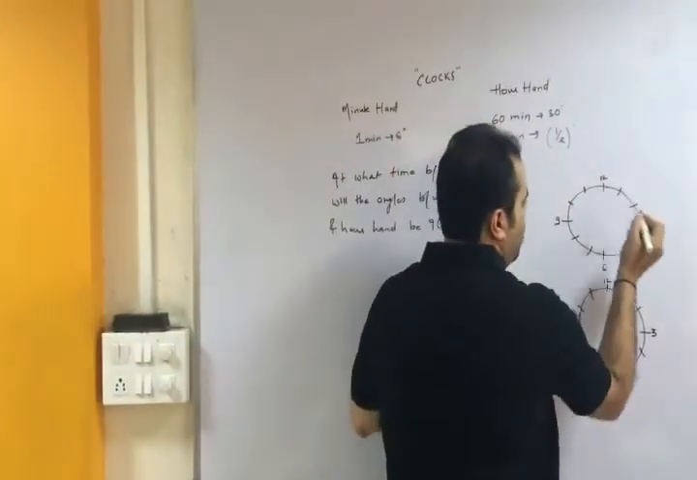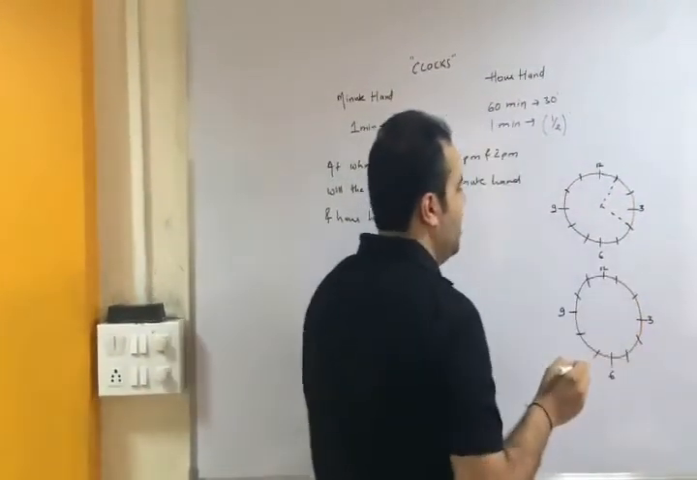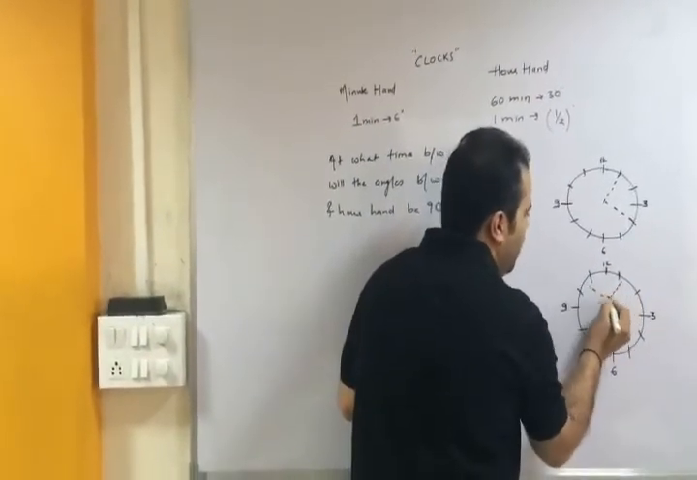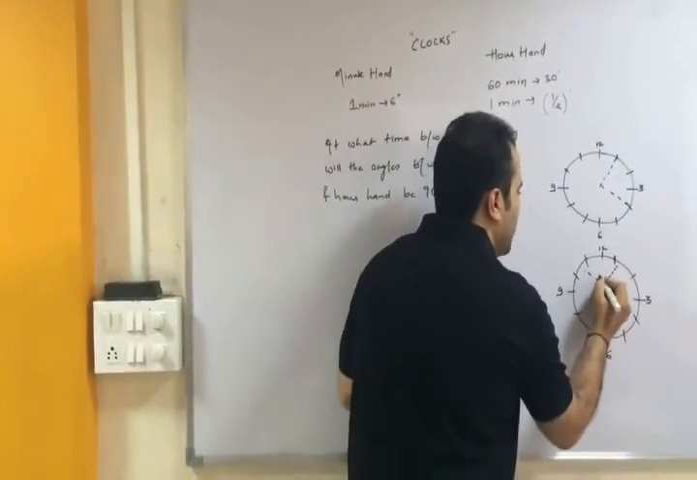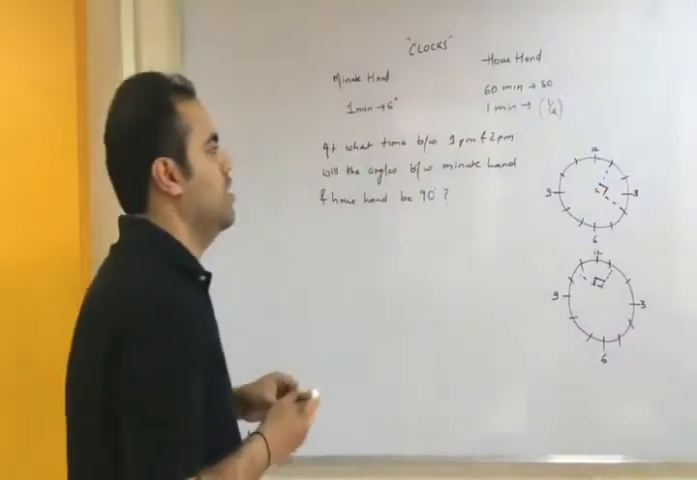So I'll draw the two cases over here. There will be one instance where I'll have the time as 1:20. There will be another instance where I'll have the time somewhere close to 1:55. So both these instances are going to give me an angle of 90 degrees. Let's see how we solve this.